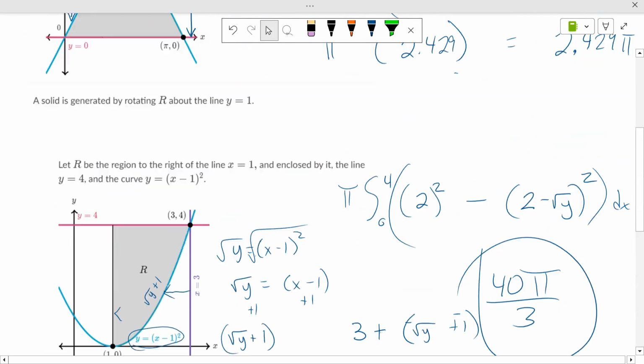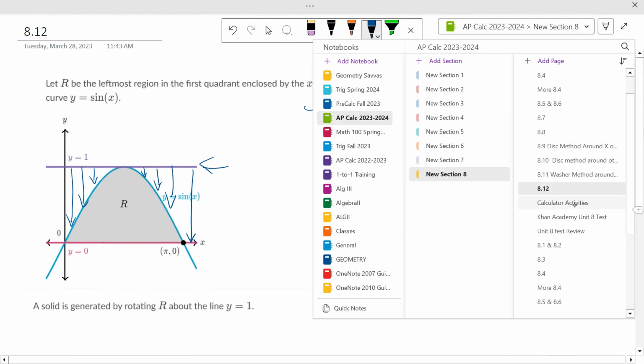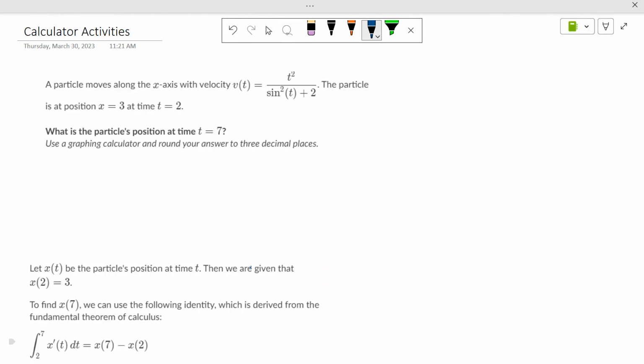Okay. All right. So that's a couple problems explaining that. Then, we're not done. We're not done. Then we're going to look at some calculator activities.